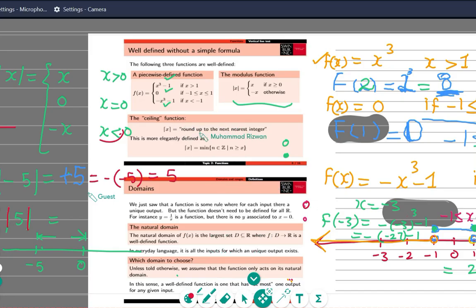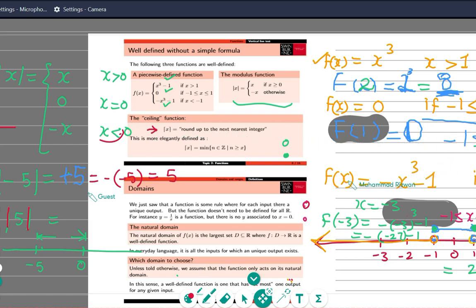Ceiling function is round up to the next nearest integer. It is defined as the minimum n belonging to Z such that n is greater than or equal to x. We also define it as: the ceiling function rounds up to the next integer.